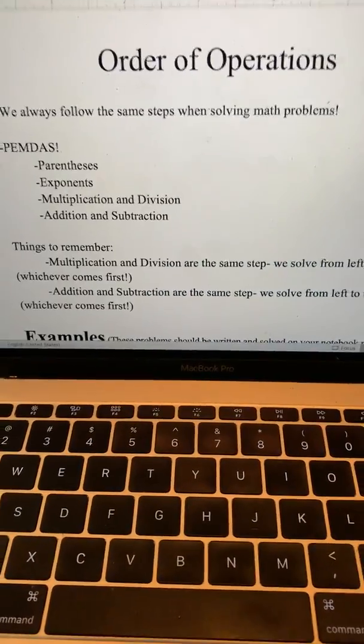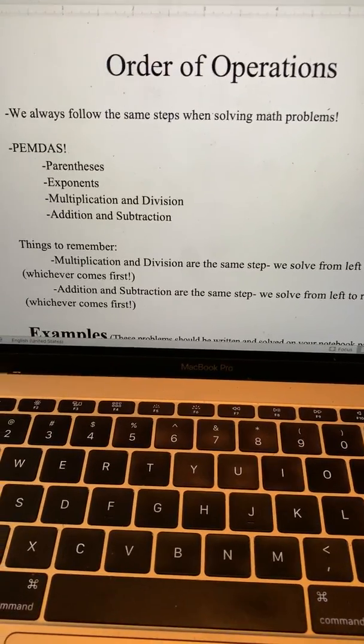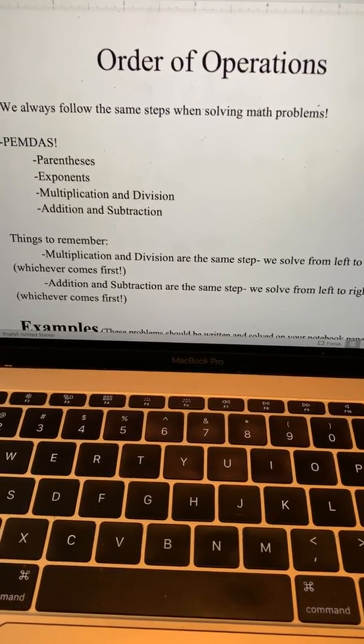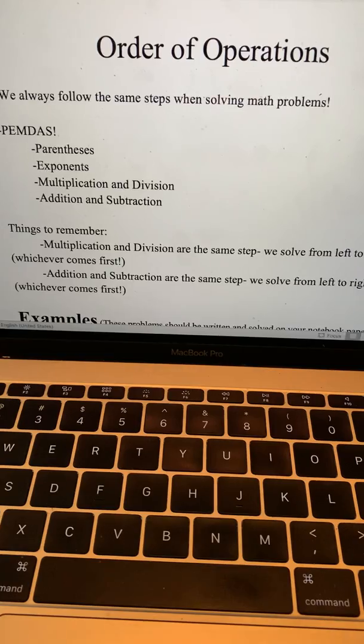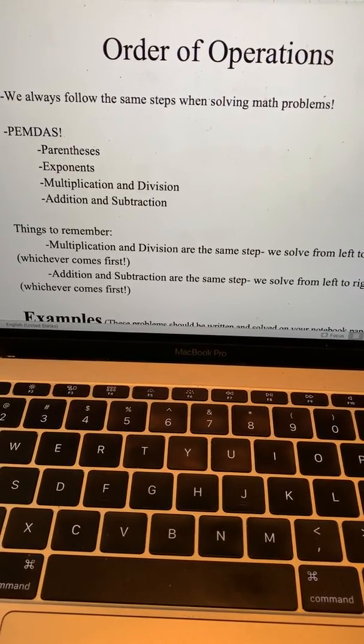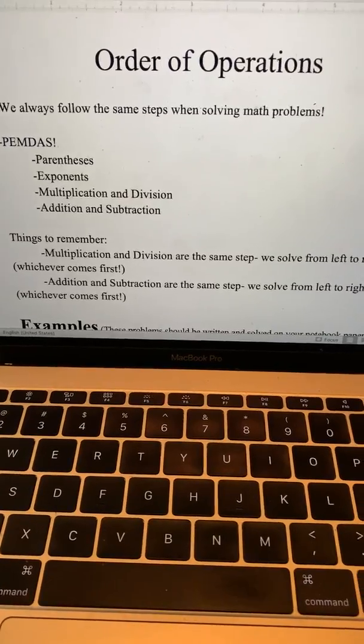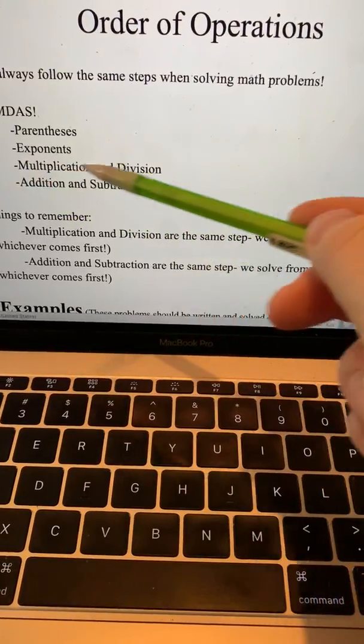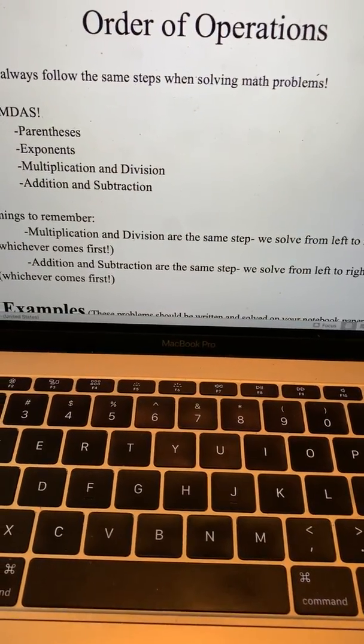These are your notes on your computer. We're going to read through them together. Remember that for order of operations, we always follow the same steps. PEMDAS, please excuse my dear Aunt Sally: parentheses, exponents, multiplication and division, addition and subtraction. Why did I put multiplication and division on the same line? Because they're the same step.